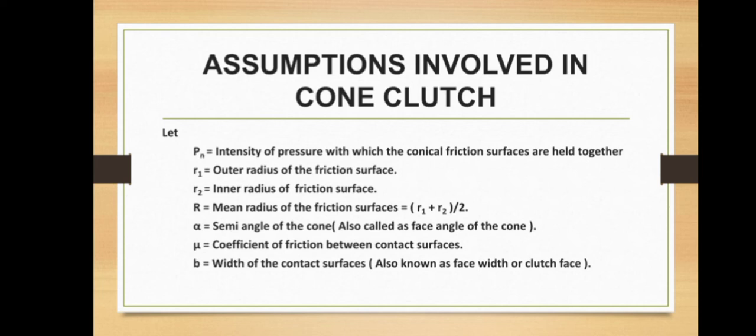Alpha is the semi angle of the cone, which is also called the face angle of the cone. It is the angle of the friction surface with the axis of the clutch. And mu is the coefficient of friction between the contact surfaces, and b is the width of the contact surfaces, which is also known as face width or clutch width.